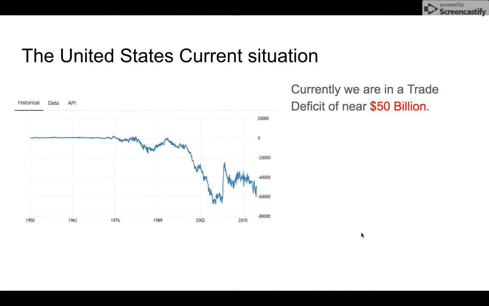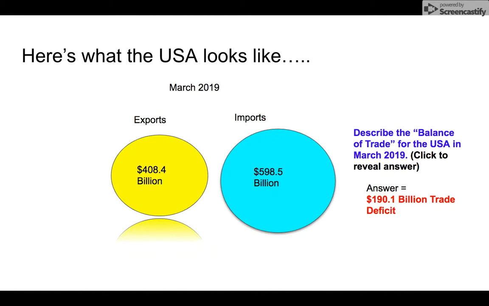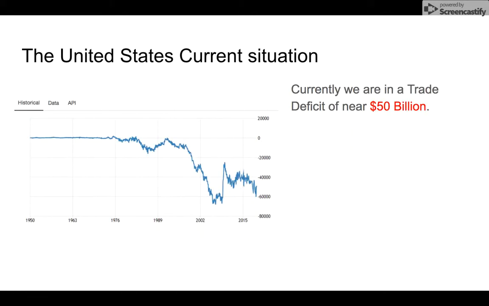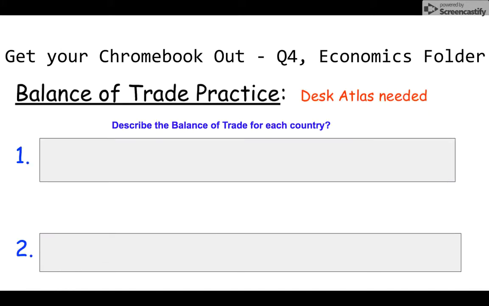All right, here's another graph of the current US situation. This graph shows that we're in a $50 billion trade deficit, although that would be incorrect compared to what we see right here. Okay, so in any case, we're making too many purchases from other countries. All right, last thing here is to try some of these out yourself. One of the things that you'll be assessed on in our little economics test is if you can figure out whether or not a country has a trade deficit or a trade surplus based on little pie graphs.